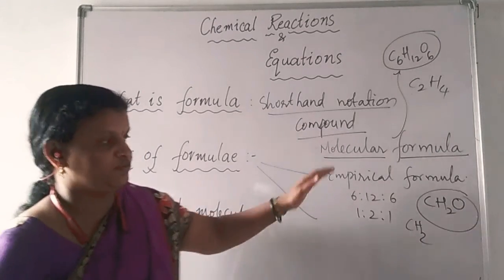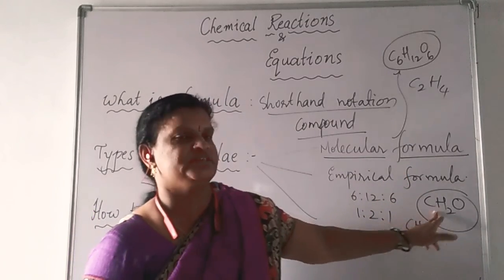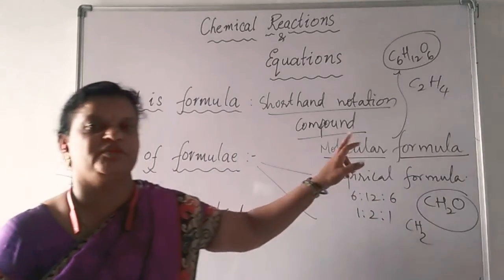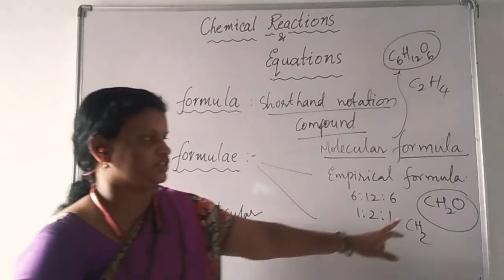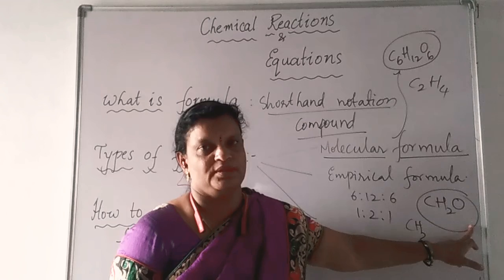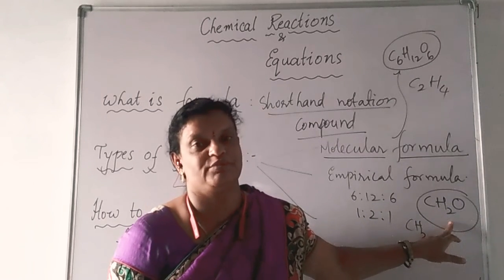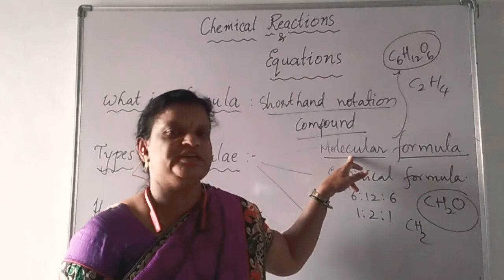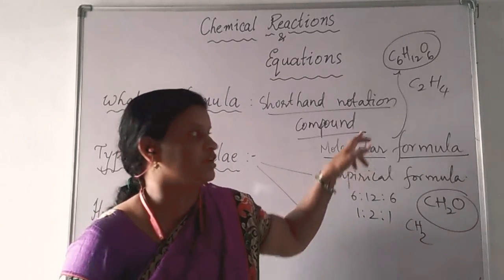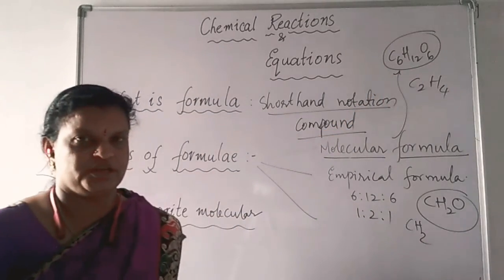Not only for ethylene, it is the empirical formula for others also. As I said earlier, CH2O is not only the empirical formula for glucose. It may be the empirical formula for others also. We are just showing this ratio. So, by seeing the empirical formula, we are unable to understand what the name of the compound is. But if you know the molecular formula, we can easily say what that compound is, because the particular number of elements are represented here in the molecular formula.